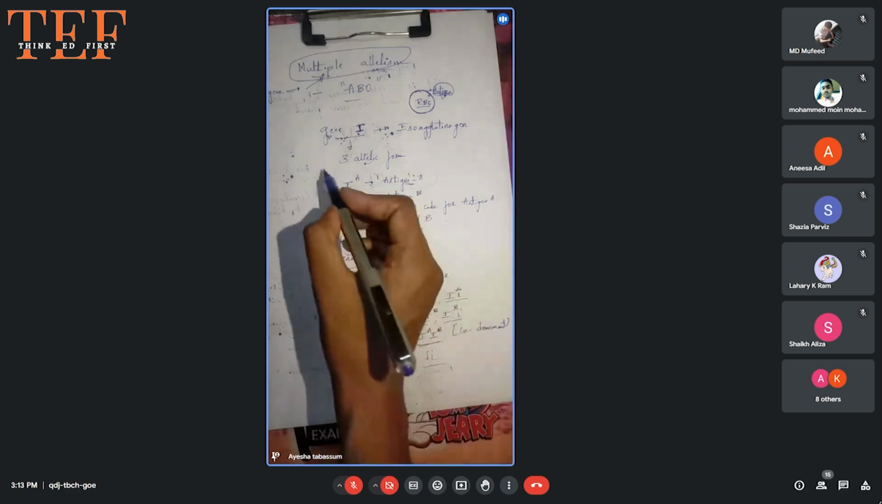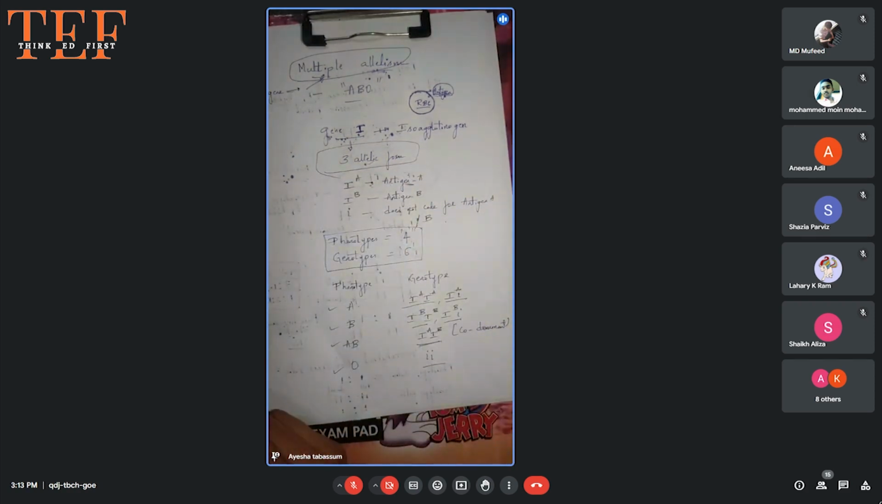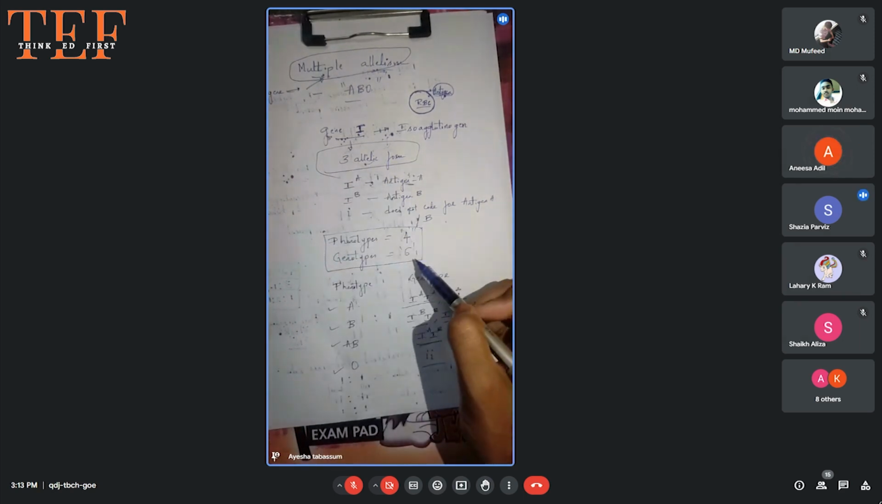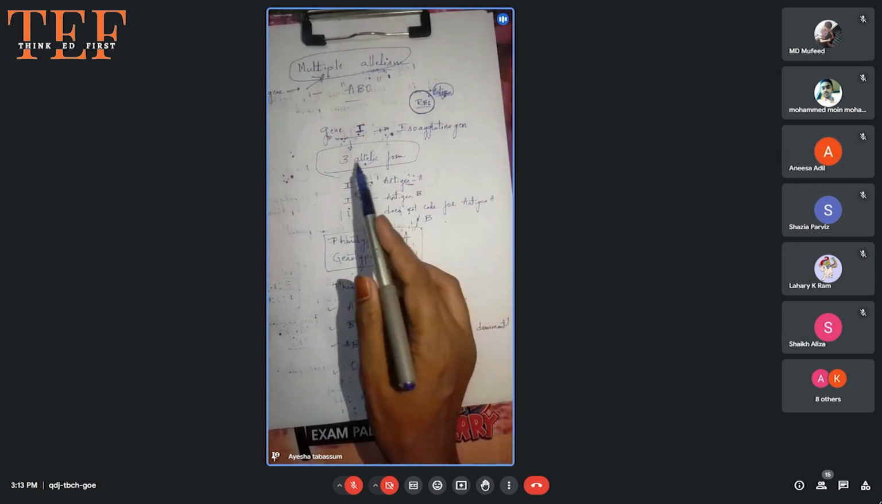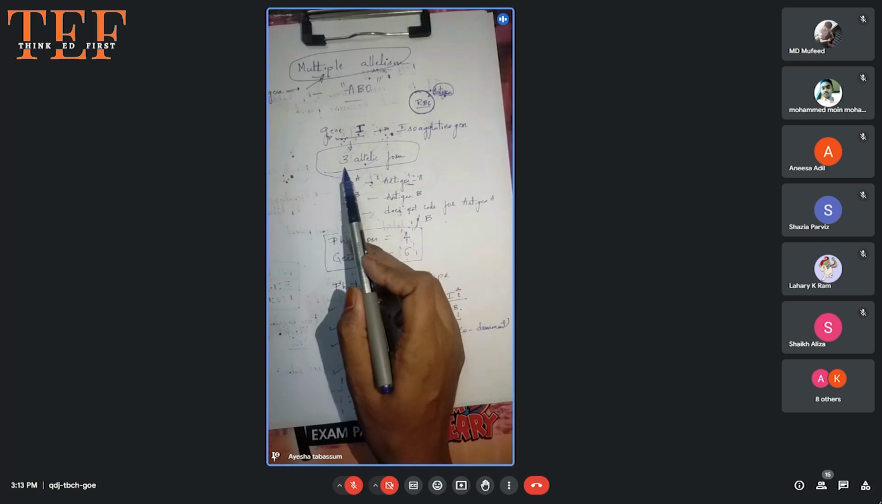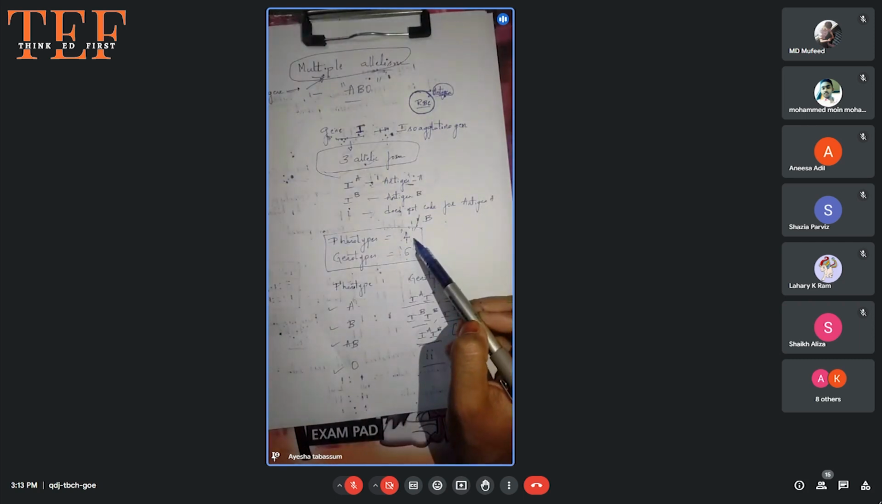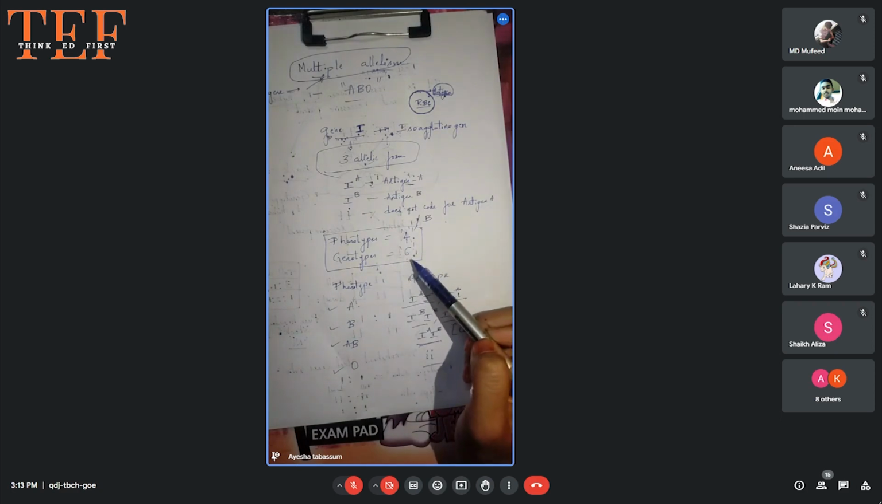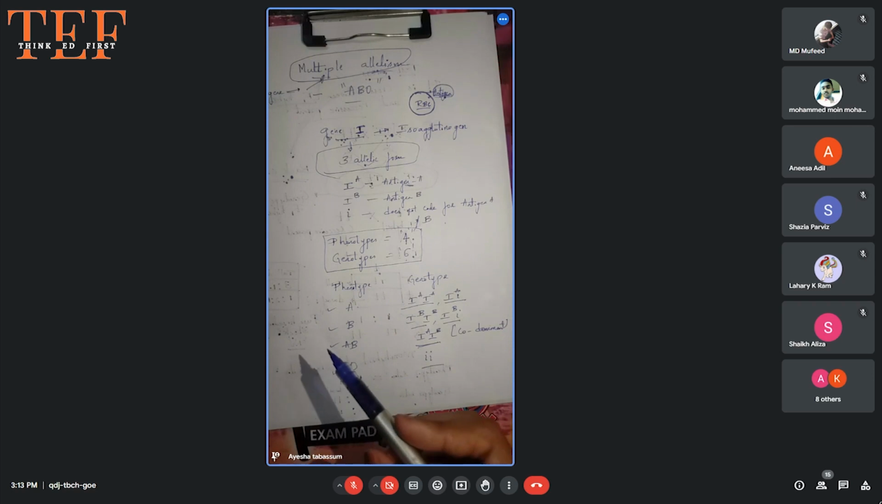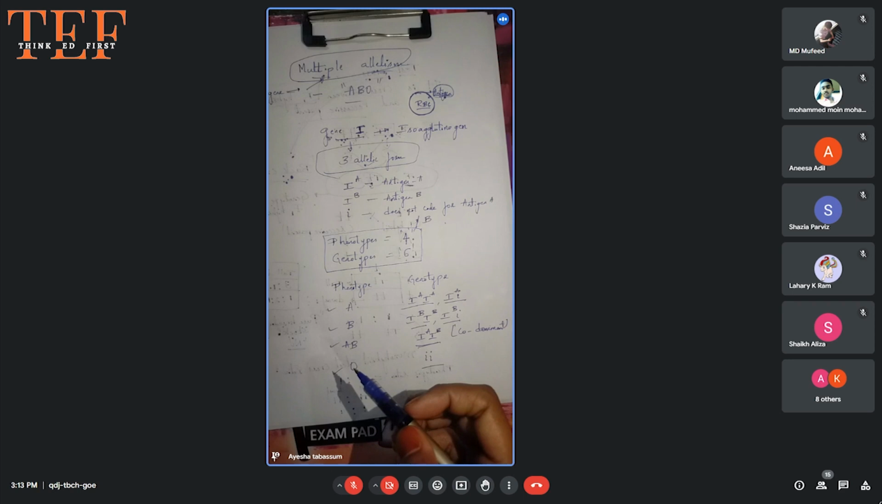And how many alleles are there for gene I? Three alleles are there. Don't get confused the phenotype and genotype with the allele. If they ask you allele, your answer should be 3. If they ask you phenotype, your answer should be 4. If they ask you genotype, your answer should be 6. Did you get my point? Yes. So now, this is about the concept of multiple allelism.